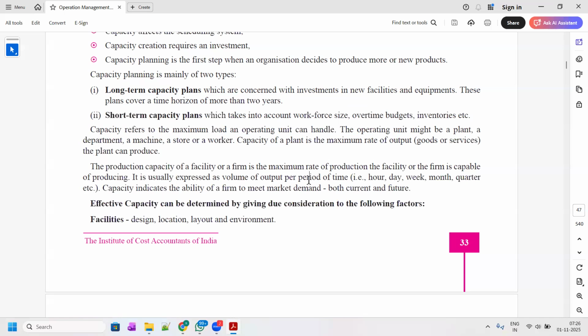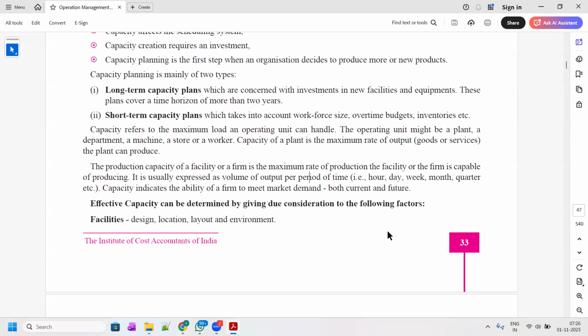What do we mean by capacity? Capacity basically means the maximum output that the machine, your plant, your department, or worker can produce in a given time. The maximum output we will see again in the chapter on linear programming and operation research, which talks about mathematical models of simulating the situation around us. But here, capacity basically means the maximum output your machine, plant, department or worker can produce in a given time. It represents the ability of the firm to meet the current and the future demand.